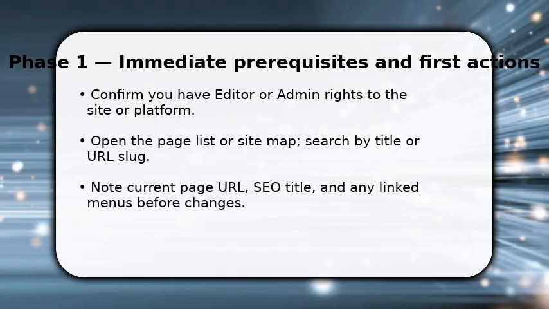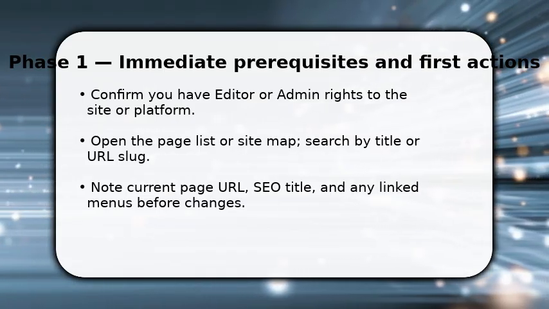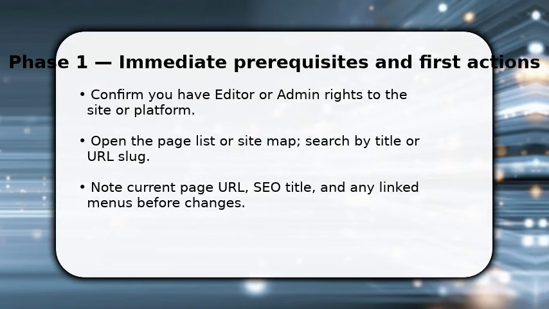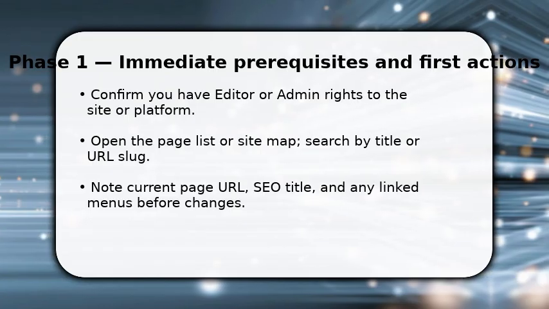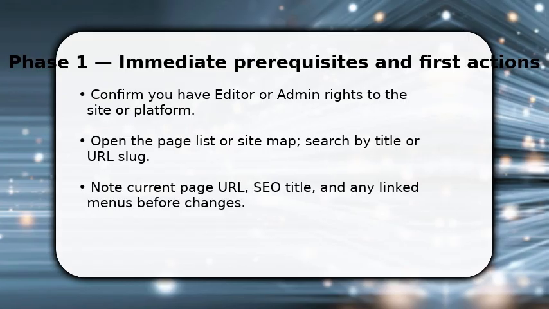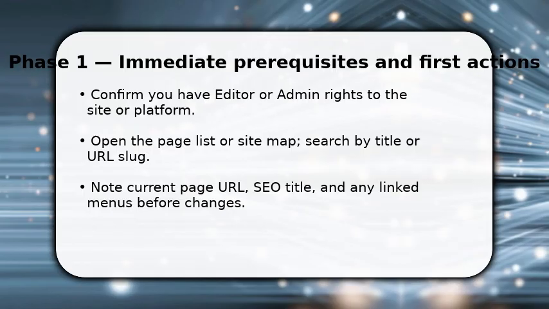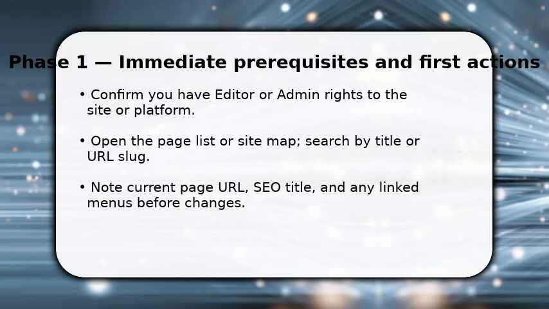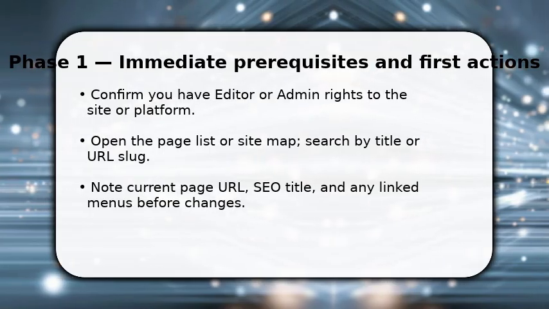You start by confirming you have editor or admin access. This matters because permissions control whether you can rename pages. Next, open the sitemap or page list and locate the exact page by title or URL slug so you don't edit the wrong item. Make sure to note the current URL, SEO title, and any menus that reference the page. Once done, you avoid broken links and preserve search visibility.